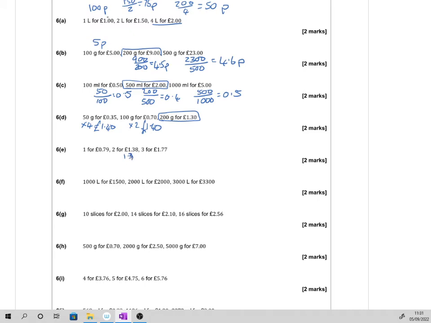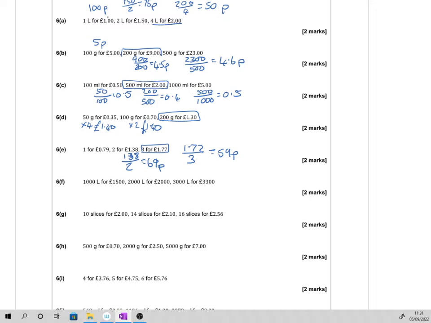£1.38 divided by 2 is 69 pence. And this one's £1.77 divided by 3, which is 59 pence. So we've got 79, 69, 59. That's the best one.